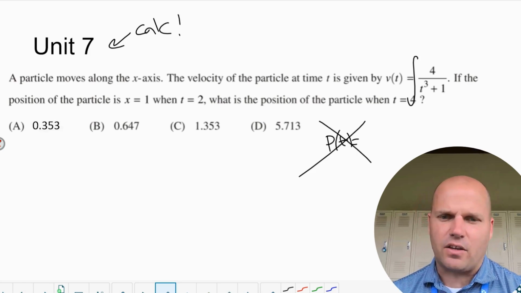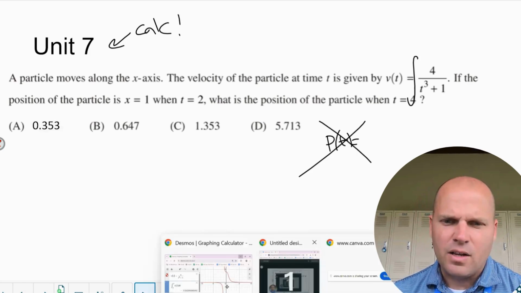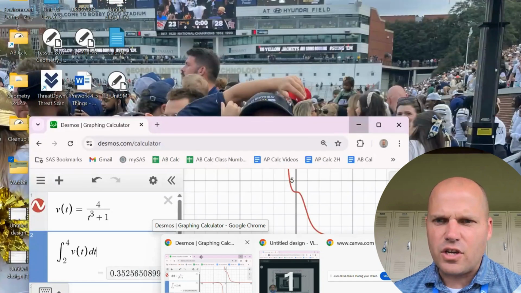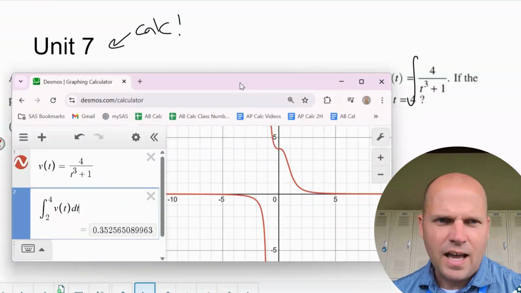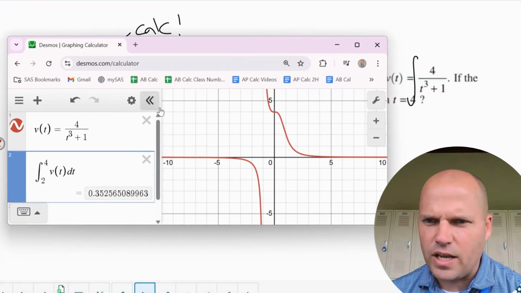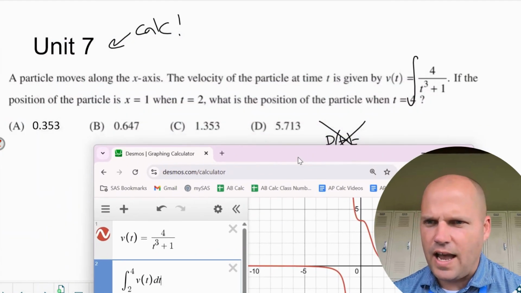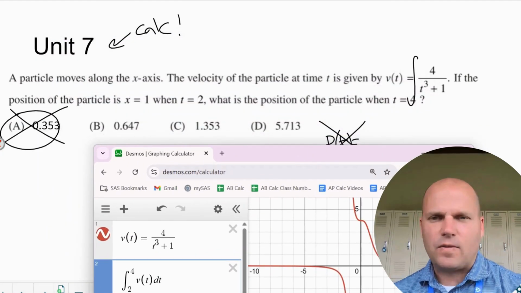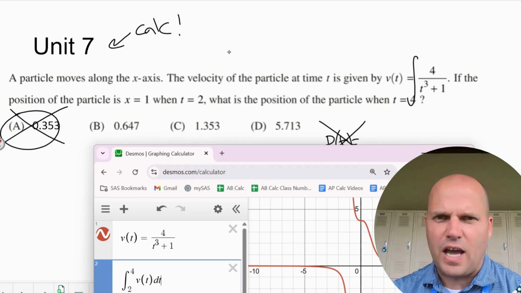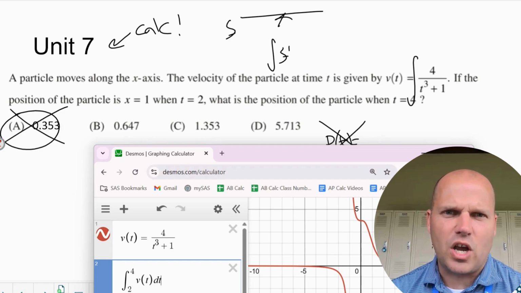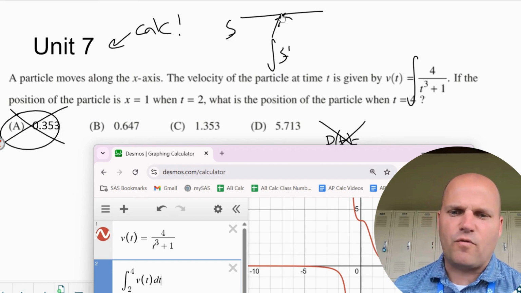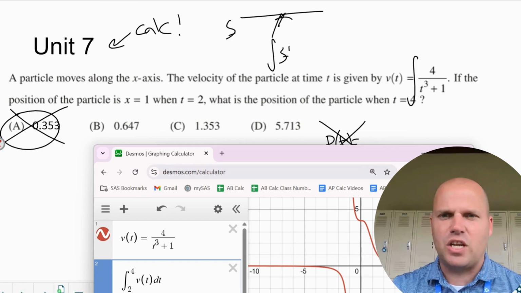Go ahead and try. It's not going to work. So since you have a calculator, what you should be thinking about is how you can accumulate, how you could graph your velocity and you can accumulate your velocity. So a lot of students will do that, and they'll take the integral of it and they'll be like, okay, 0.352, that's my answer. And they go ahead and circle 0.352, and they're wrong.